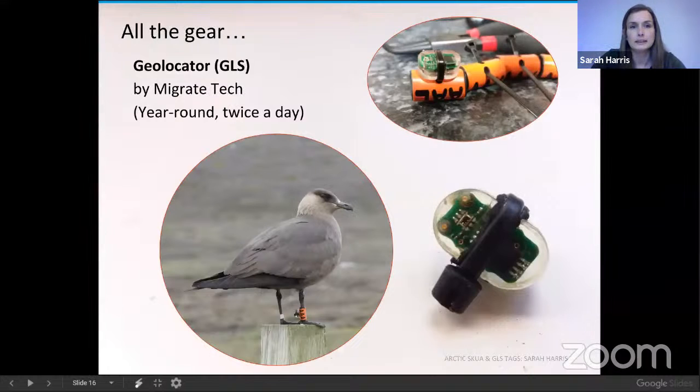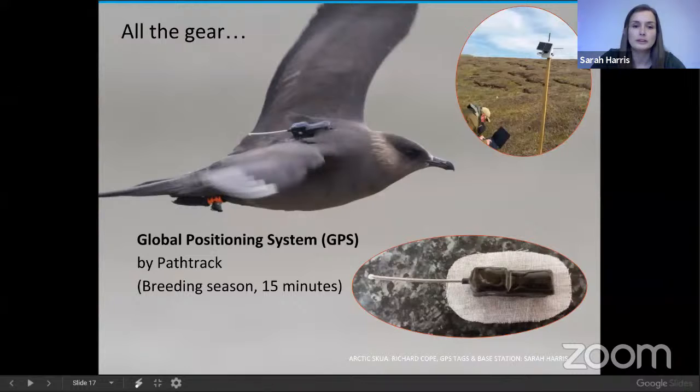So just to run through the gear, we used geolocators. So these are fixed to the bird's ring. They stay on permanently until we catch the bird again. They last about 2 years and they take a fix about twice a day. And we use global positioning systems, which are glued to the bird's back. And that lasted for as long as the glue stayed on the bird. And they were used during the breeding season to look at foraging, and they took a fix every 15 minutes. The bird then had to return to the colony where the data would be downloaded to a base station. And then from the base station, we'd plug in the laptop and download the data onto our laptop. So quite labor intensive, but got us some really nice, more precise data than the GLS tags on the leg.